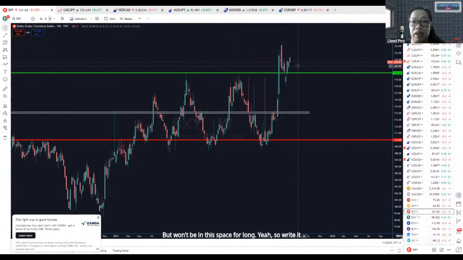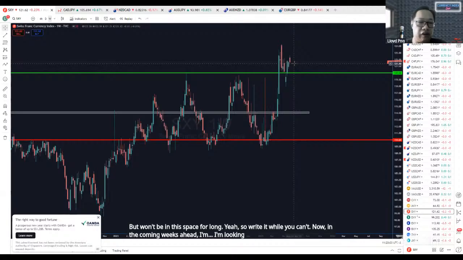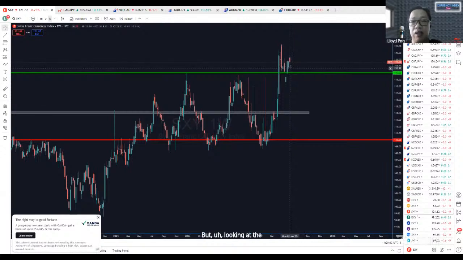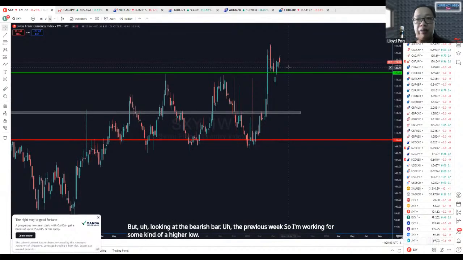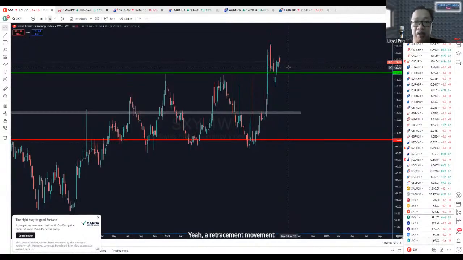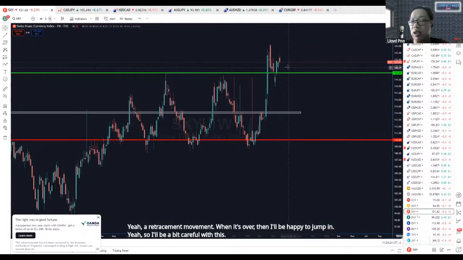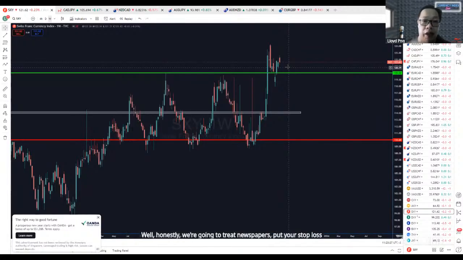Now in the coming weeks ahead, if I'm trading against any Swiss pair, I'll be long Swiss, no doubt about it. But looking at there's a bearish bar the previous week, so I'm waiting for some kind of higher low, a retracement movement. When it's over, then I'll be happy to jump in. Yeah, so I'll be a bit careful with this. Otherwise, if you're going to trade this pair, just put your stop loss further away, so that you'll be safer. But no doubt, I think it will actually travel higher.